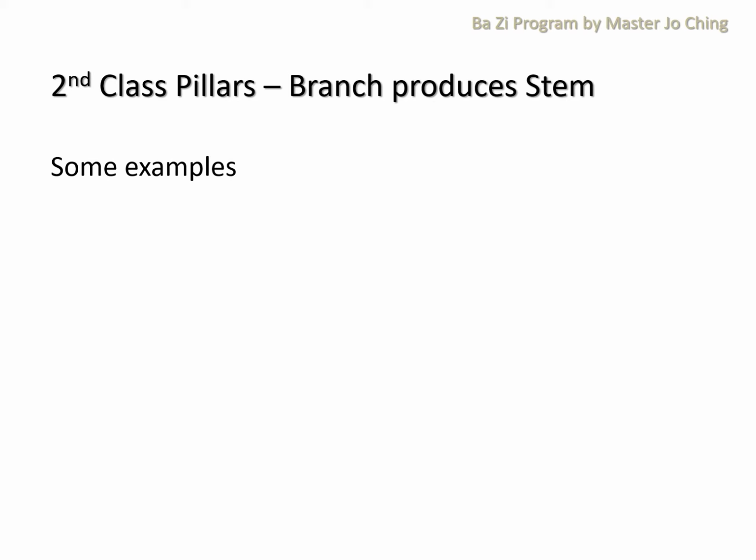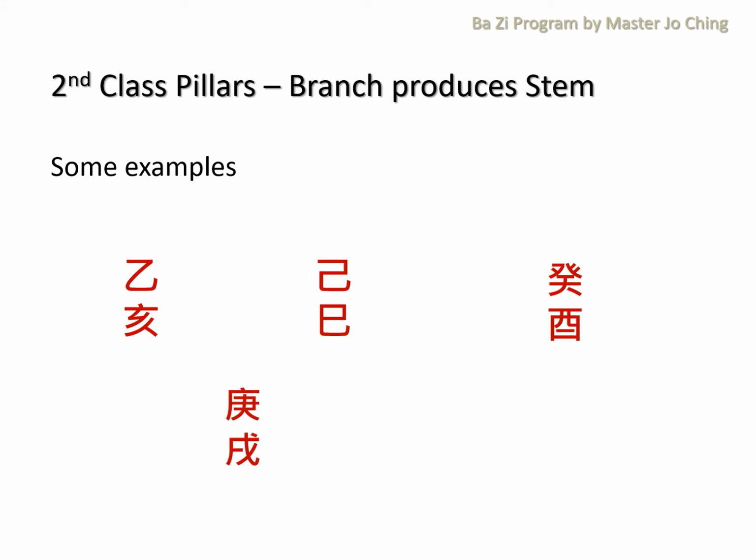This is also regarded as auspicious. Some examples, we have 乙亥、己巳、癸酉、庚戌, and 丙寅. So now you take a look at the earthly branch. The Hai here actually produces upward to the heavenly stem Yi wood. Okay, let's do one more.